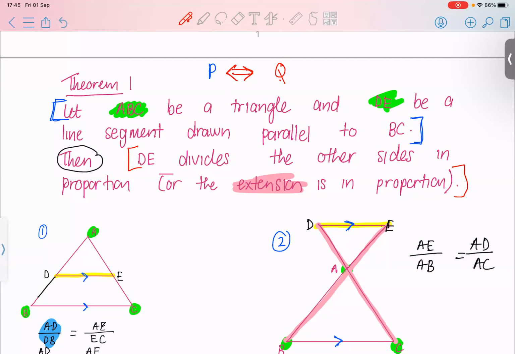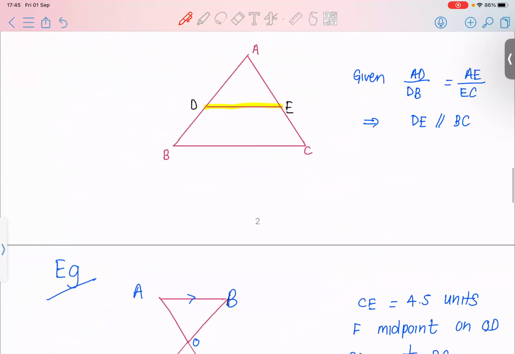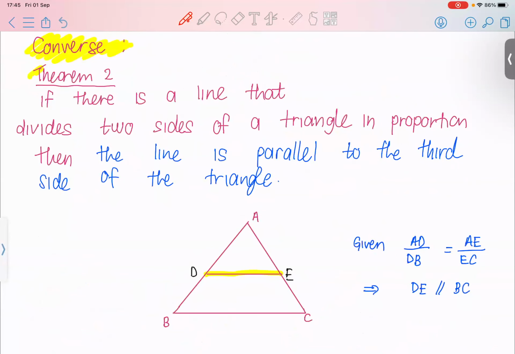Okay, now I'm going to continue because I wanted to go through an example. So I've now explained theorem 1 and theorem 2. Essentially in theorem 2, you're given that the sides are divided in proportion by the line segment DE. And what you can conclude is that if the sides are in proportion, then it must be that DE is parallel to BC. So that's the converse.